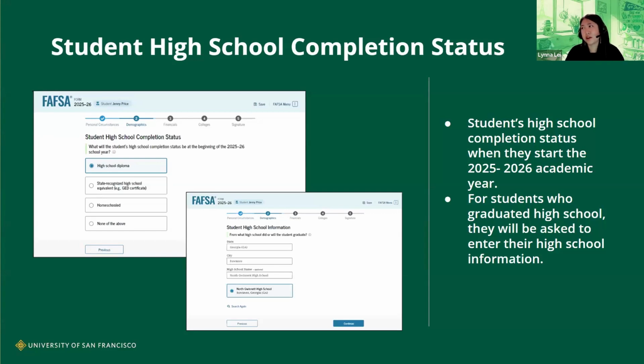Some of our students who are international students might select that, but if you're an international student and you went to a school abroad, you should still enter that you received a high school diploma. Do know that when they ask you for the state, enter a foreign country instead, and then you may have to manually enter the name of your high school.